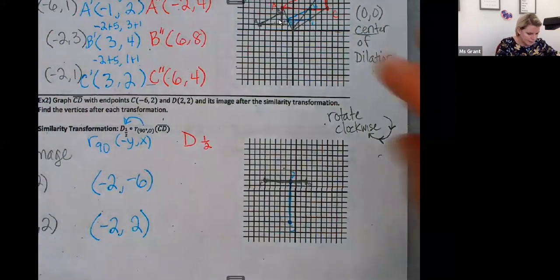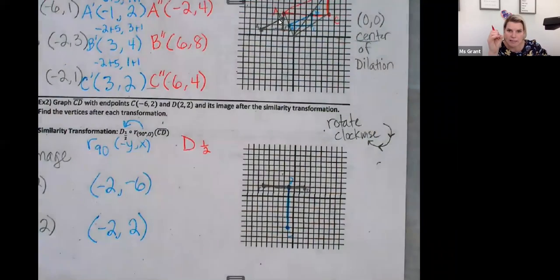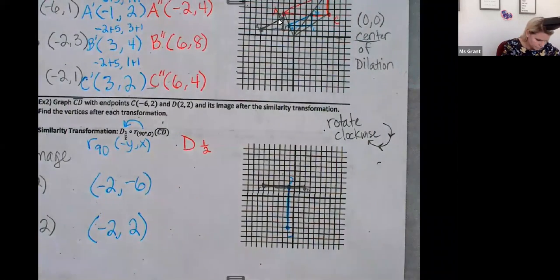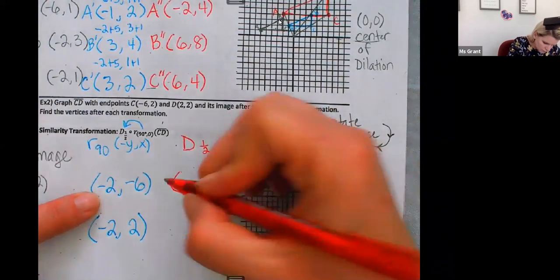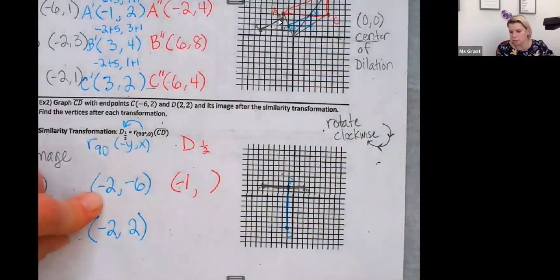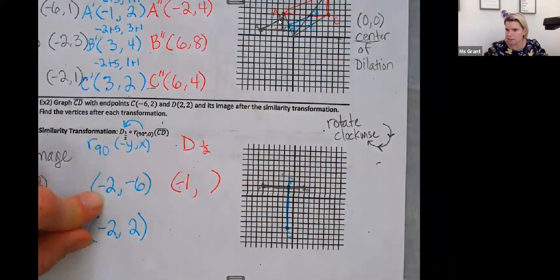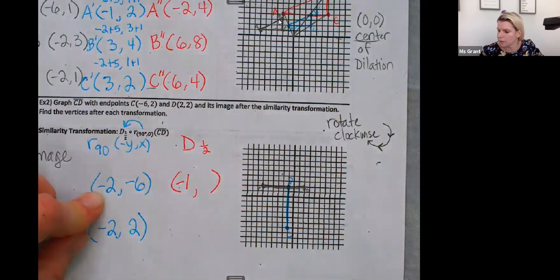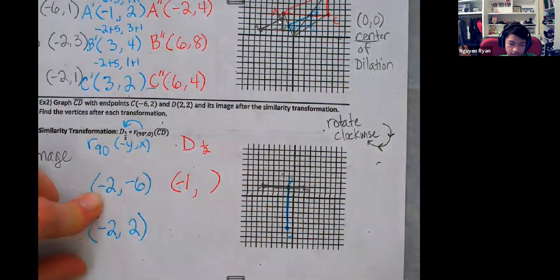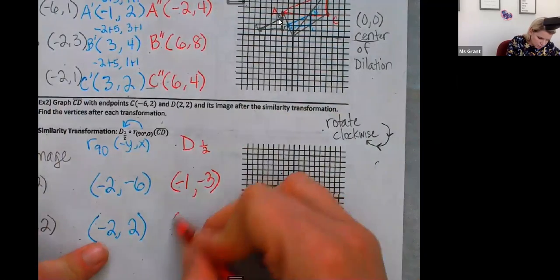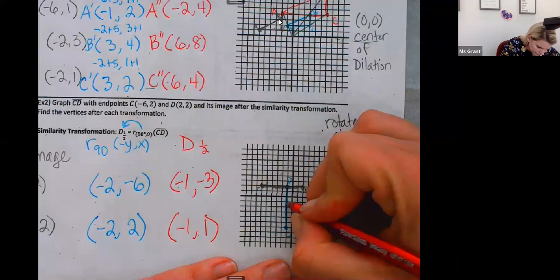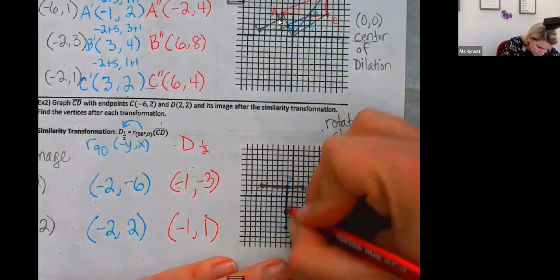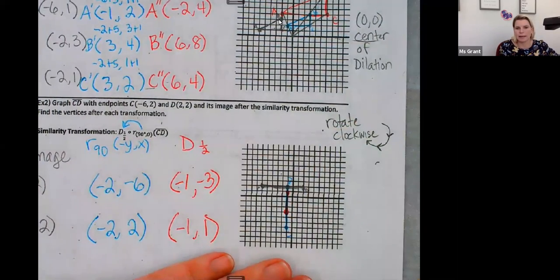Now I'm going to do red, dilate by a half. Shrink this blue line in half. I want half the value for my ordered pair, half of -2. And class, what's half of -6? Just shout it out so we can get through notes. -3. Half of -2, half of 2. -1, -3. -1, 1. So you can see how the blue line shrunk to become the red line.